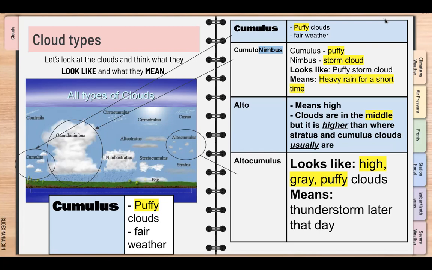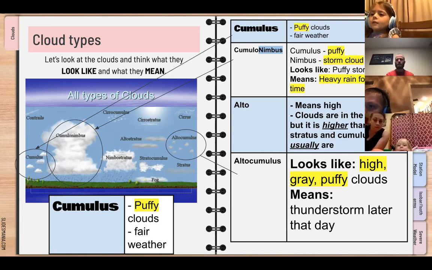So again, right there in the middle, alto means high. All right, and then when we add cumulus to it, we have high, gray, puffy clouds, which again can mean a thunderstorm later that day. So it might be nice out now, but we might anticipate a thunderstorm coming later. So the nice thing about these cumulus clouds is, again, when we see them and they're nice and white and fluffy, we know that there's fair weather. But when we start adding a cumulonimbus or an alto cumulus, we know that thunderstorms are probably either on their way or coming later in the day. So they're a little bit more predictable than a cirrus cloud might be.